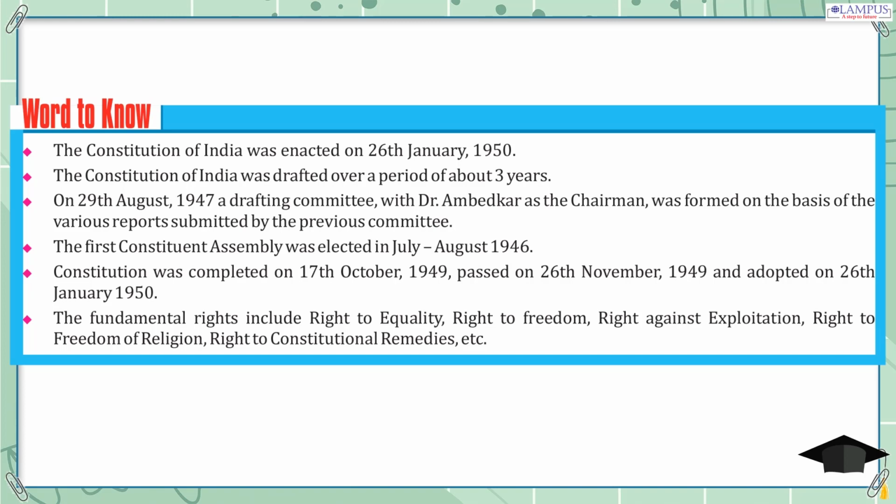The fundamental rights include right to equality, right to freedom, right against exploitation, right to freedom of religion, right to constitutional remedies, etc.